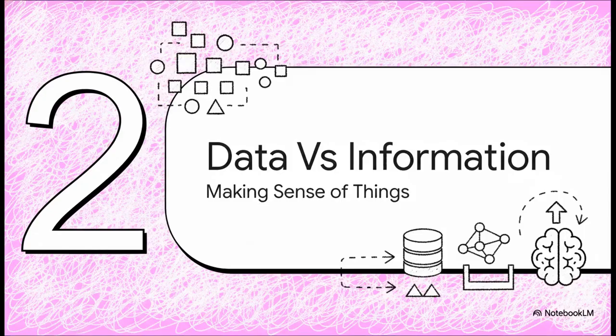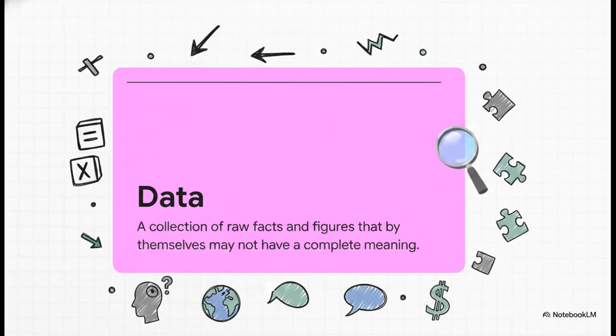Moving on to Section 2, data versus information, making sense of things. Okay, let's look at data. Data is a collection of raw facts and figures that, by themselves, may not have a complete meaning. Raw facts. That is the absolute key phrase here. If I just walk up to you and say, Rahul, 101, 85, Pune, it sounds like total nonsense, right? On its own, a raw piece of data essentially lacks the context we need to actually understand it.